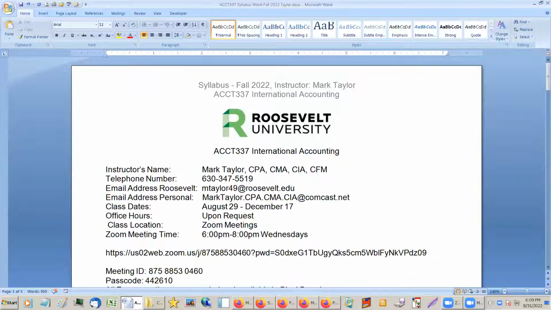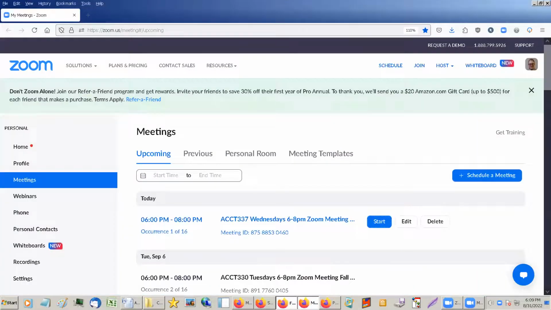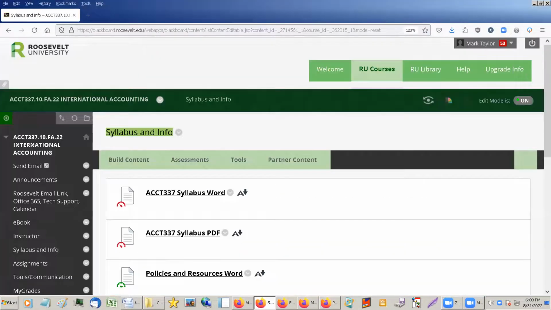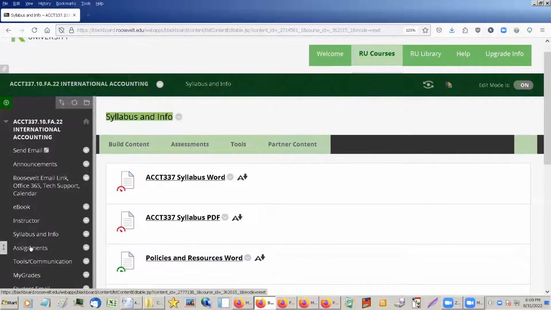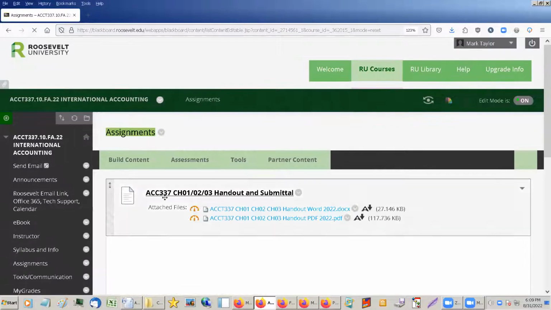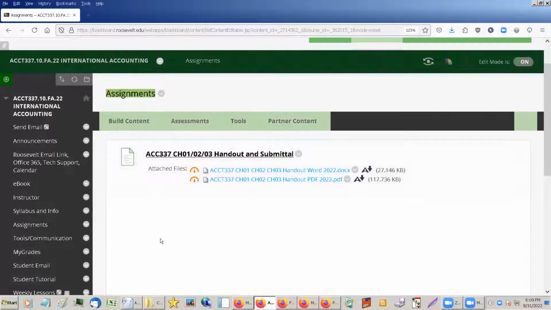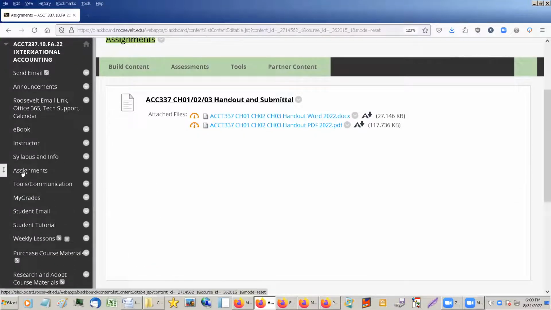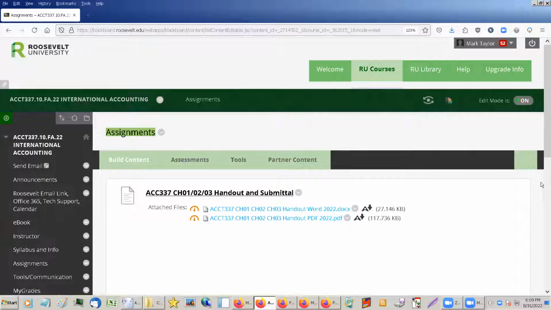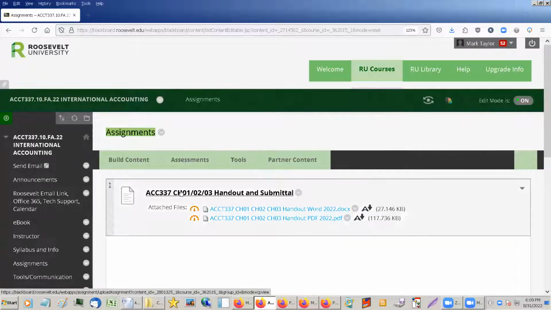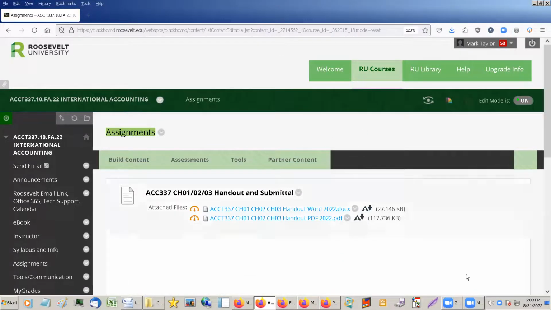So for instance, today, if we go into assignments, today we have this. This is the chapter 1, 2, and 3 handout. We're going to do this today. And this is where you would submit it. All of the things that we're going to submit will be in here under the assignments. So this one's for today. Hopefully we'll get through it. I think we should be able to.